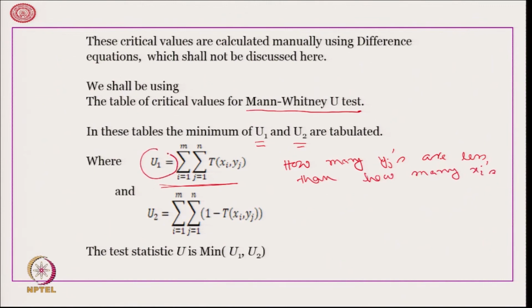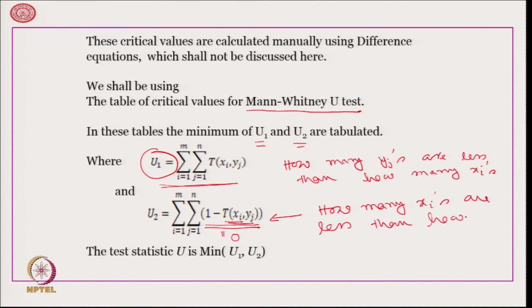So, that gives us the statistic U1. Now, let us consider U2, which is the sum over i and j of 1 minus T(x_i, y_j). Note that if T(x_i, y_j) is equal to 1, then this value is equal to 0, and if T(x_i, y_j) is equal to 0, then this value comes out to be 1. Therefore, effectively this counts how many x_i's are less than y_j's.